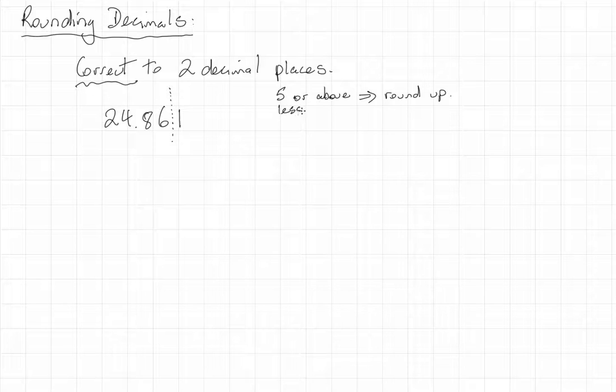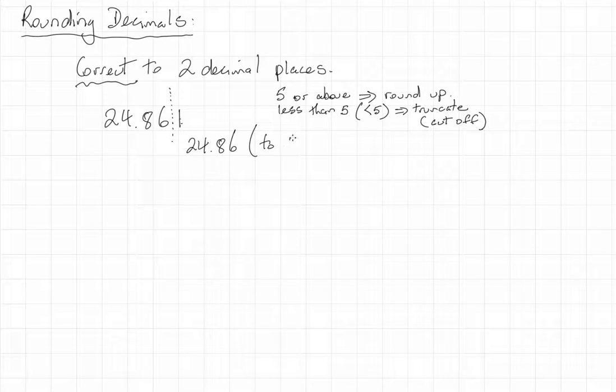It is less than 5. Now in mathematics we can write it like that. Less than 5, that's the less than symbol. Less than 5, we just truncate. And truncate's a fancy name for just cut off. So we want to 2 decimal places. We're going to stop the answer there. We look at the 3rd, is this 5 or above? No, so we just chop. So that'll be 24.86 to 2 decimal places.